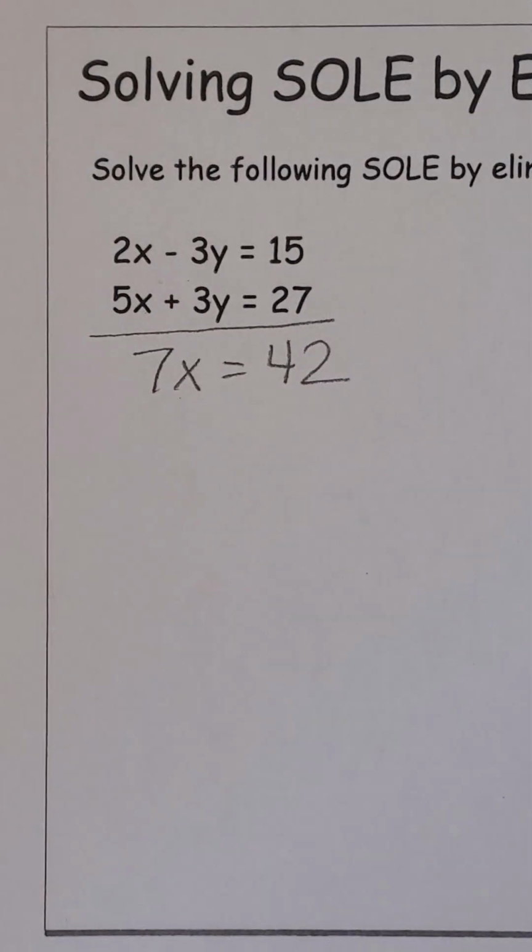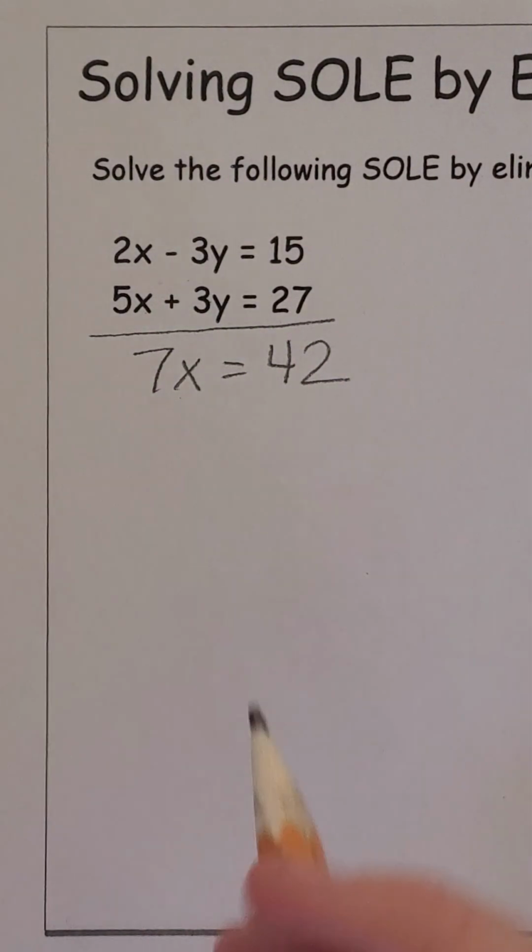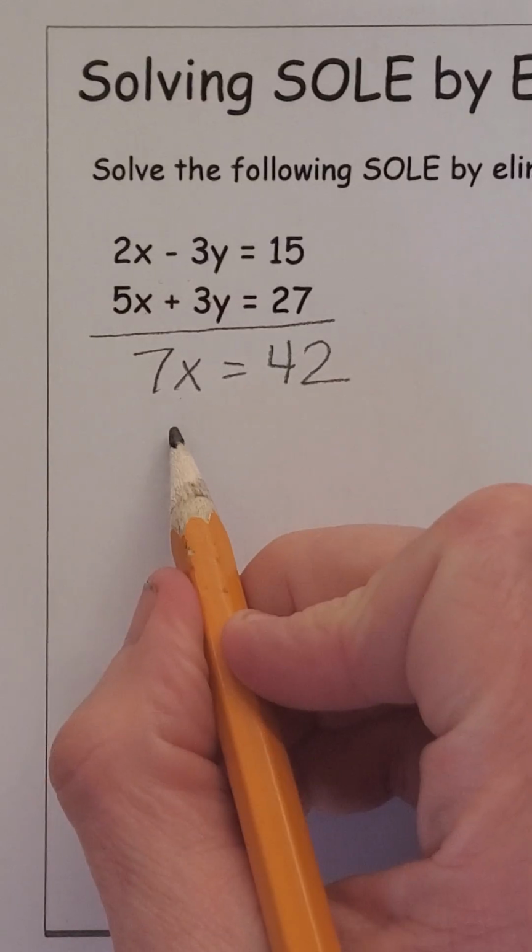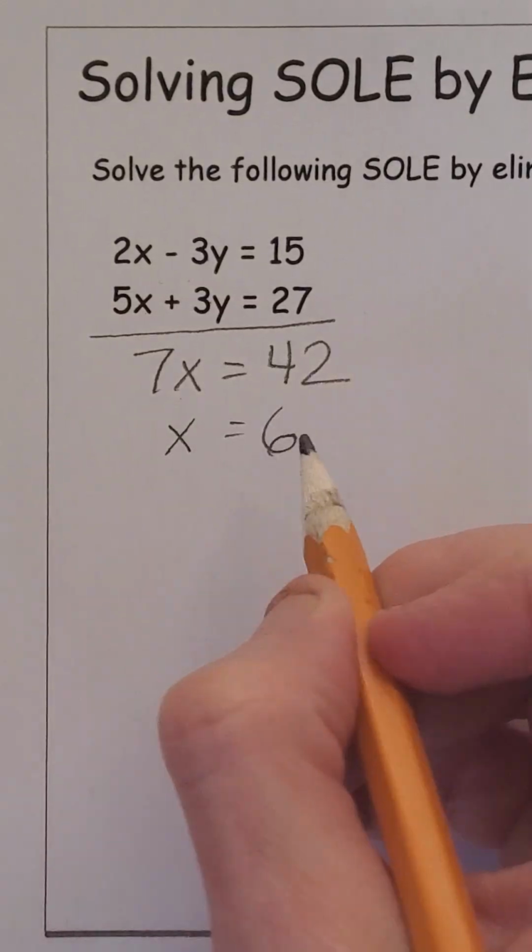And now we're just dealing with a simple linear equation. So we're going to solve for x. We'll divide both sides by 7, and we'll end up with x equals 6.